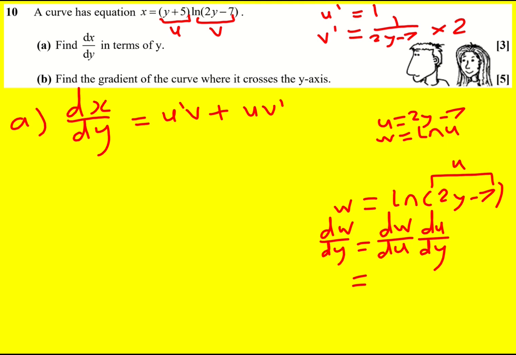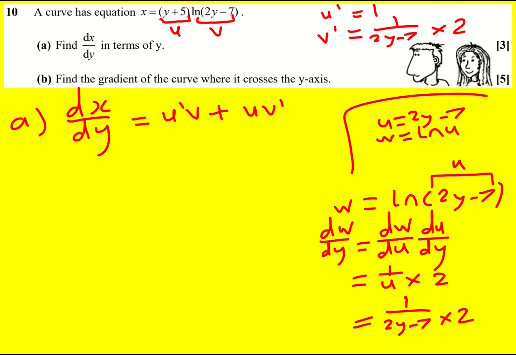Now dw by du is just going to be 1 over u, and then du by dy is 2. And then I replace u by 2y minus 7. I hope this is making sense. And then I times by 2. I get exactly the same thing that I got before. This kind of shows you why the chain rule works, because actually when I do it in full, that's what happens.